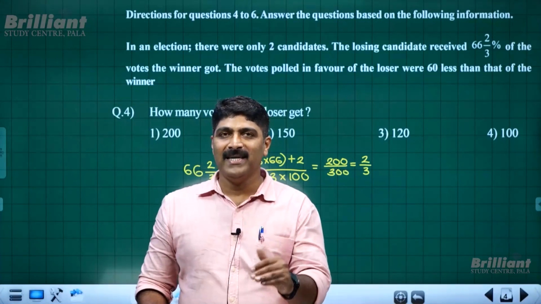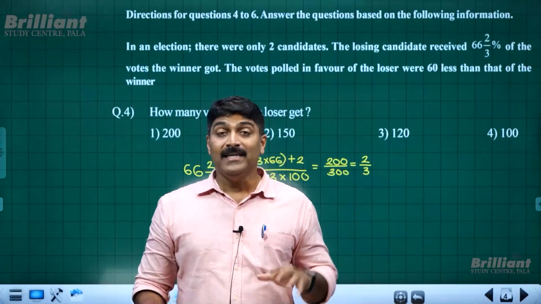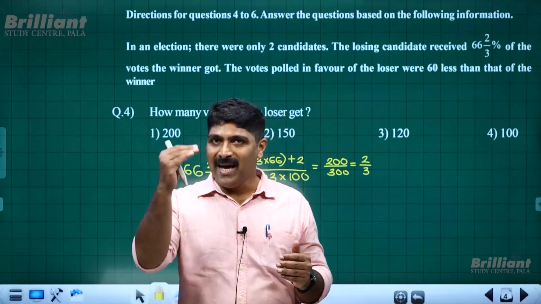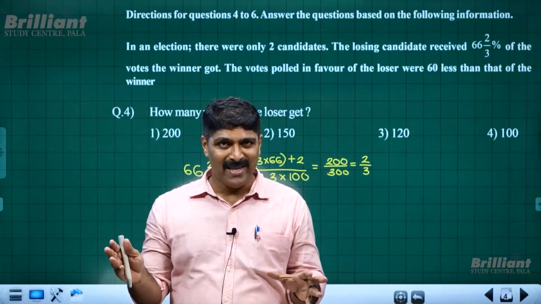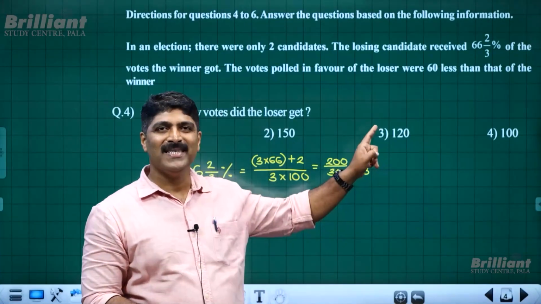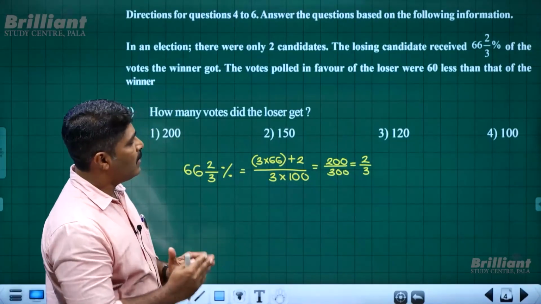So now forget that 66 and 2/3%, that's nothing but 2/3. Just recall the value of 1/3, that is 33 and 1/3%. Understand the relationship between 1/3 and 2/3 here. That was 33 and 1/3%, and this is 66 and 2/3%. Got it? Then we are moving to the question.